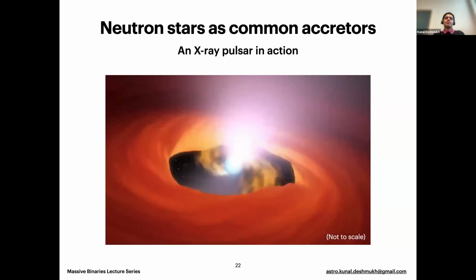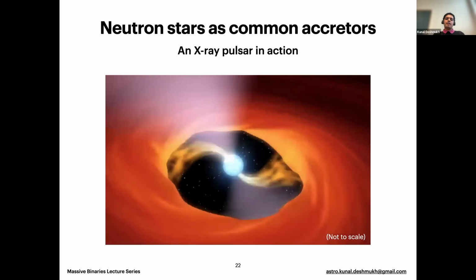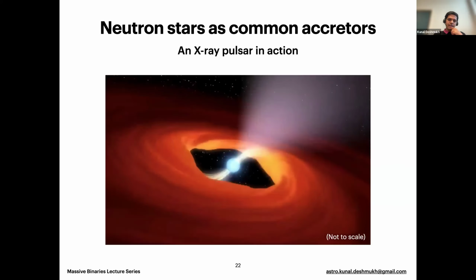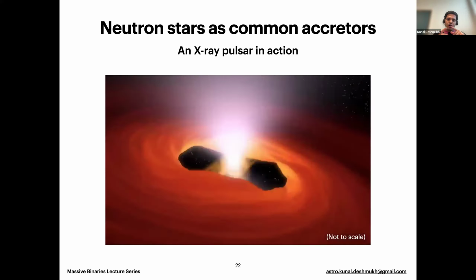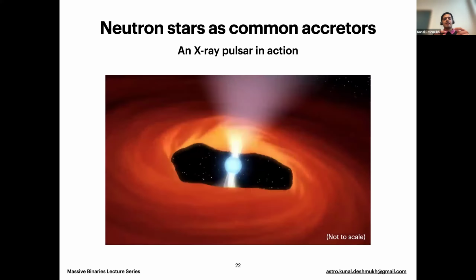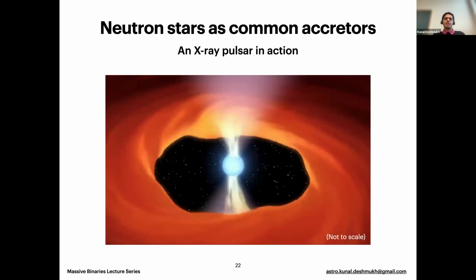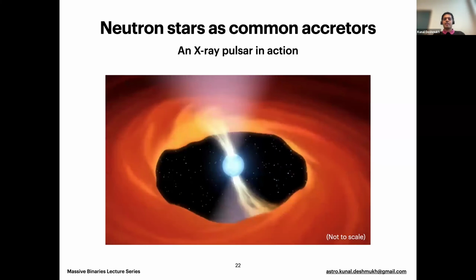Because if you have such a neutron star that is spinning, and the magnetic axis and the rotation axis are not aligned, we see this like a lighthouse beaming, and whenever this points at us, we see an X-ray pulse. So this is how X-ray pulsars show up for us. This also shows we can easily miss such systems if this lighthouse beam never points at us. So that is something to note.